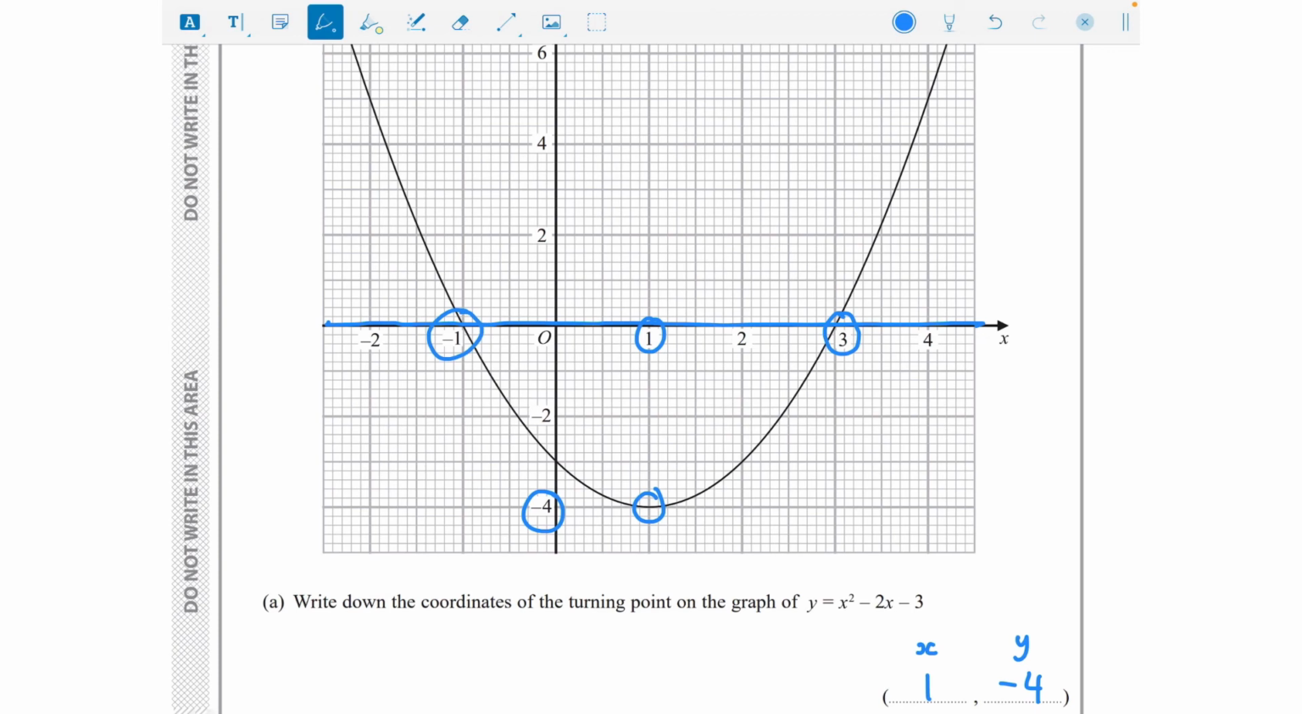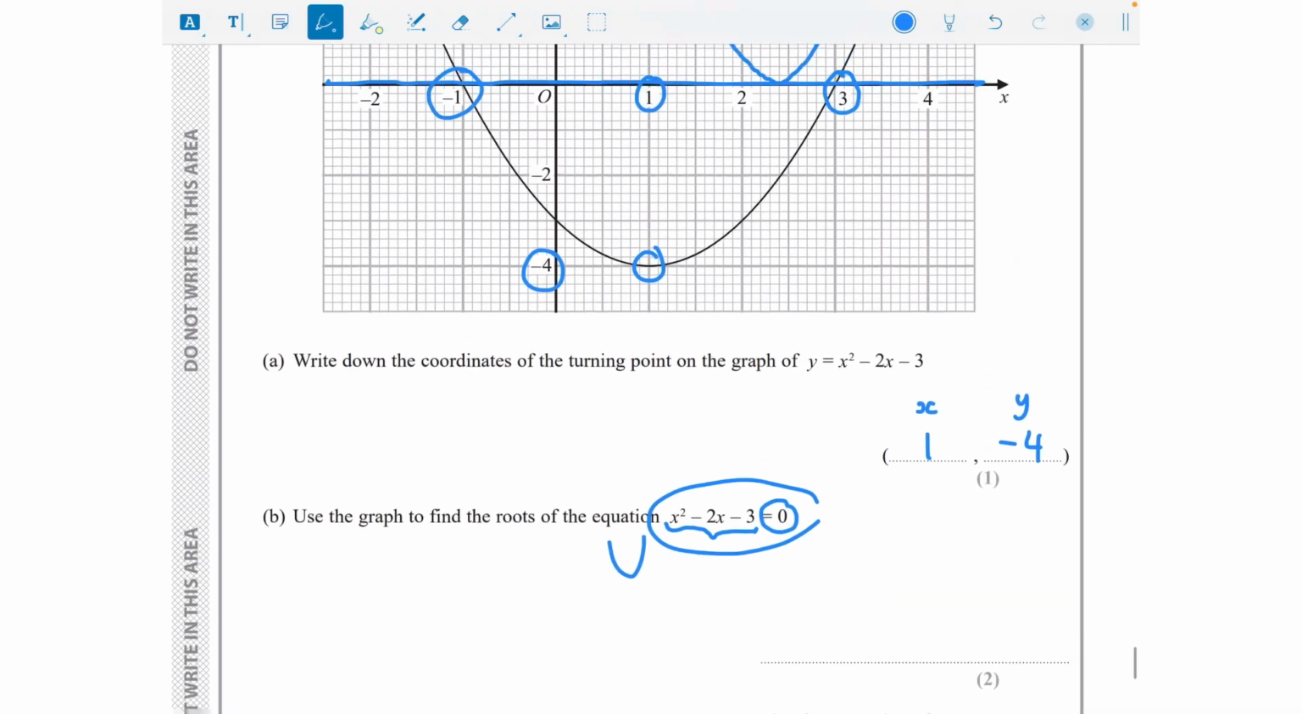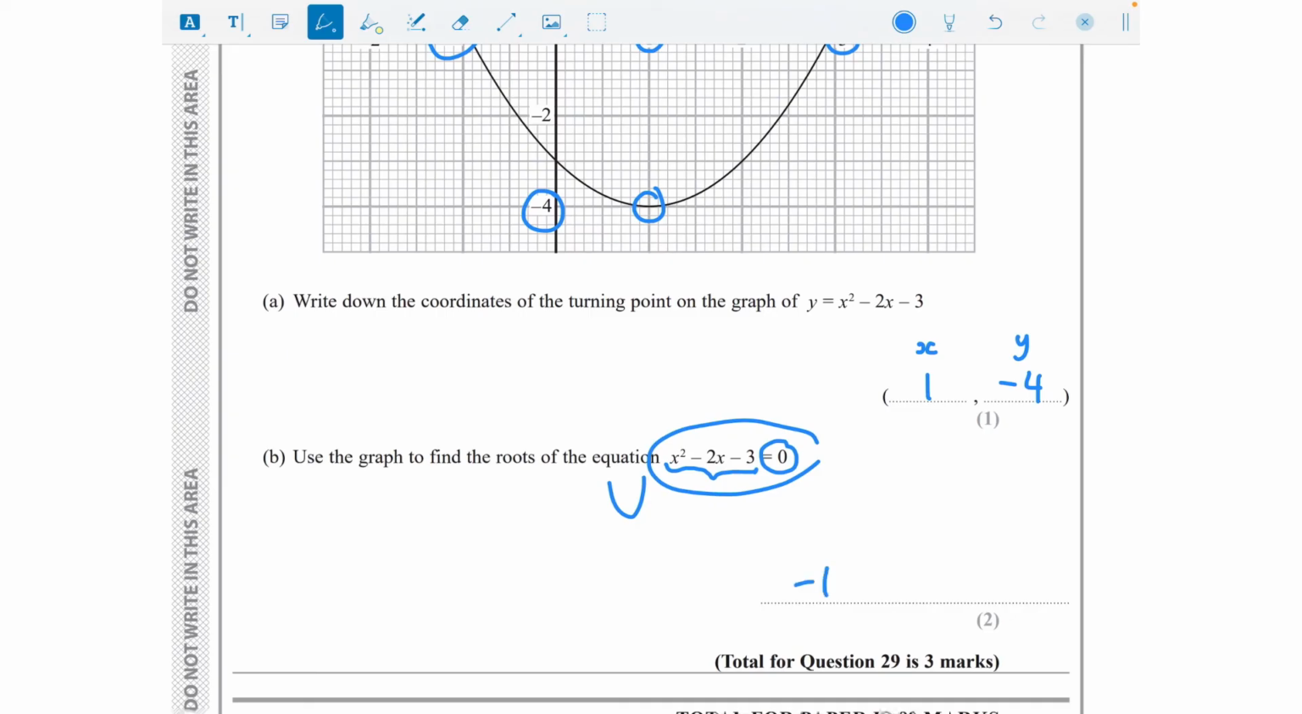So you might have one solution if it just came down, touched the x-axis and went back up, but most of the time you're probably going to see that there's 2. So the answer for that would be -1 or 3.